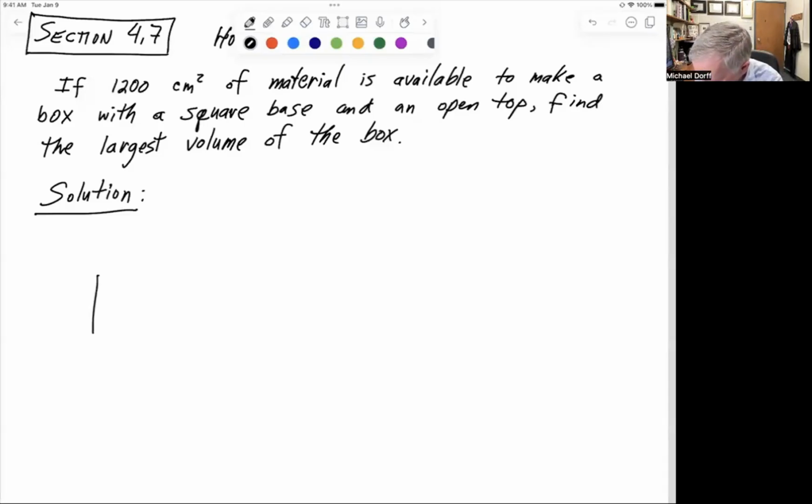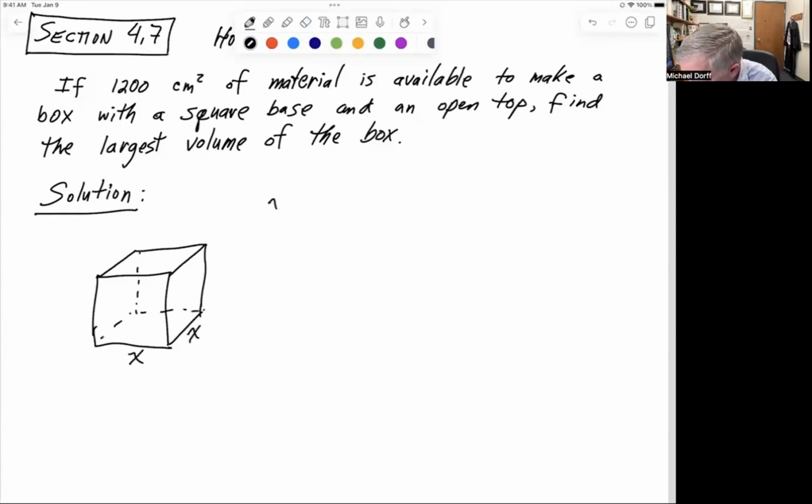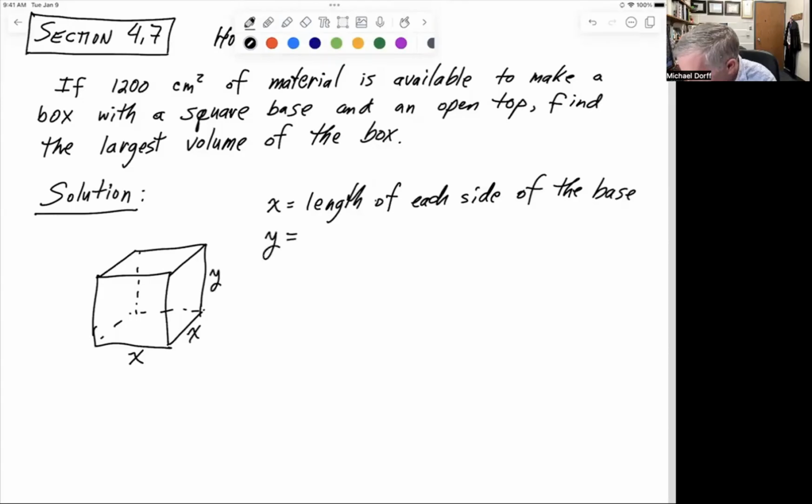All right, so here I'm going to draw a picture of my box. It looks something like this. Because it's a square base, I'm going to call x the length of each side of the base. So x equals the length of each side of the base. Now the height is not necessarily related to the base, so I'm going to have to give a different variable for that, and I'm going to call that y. This is what I would call step one. I'm going to find my variables, and then I'm going to find an equation that relates x and y.